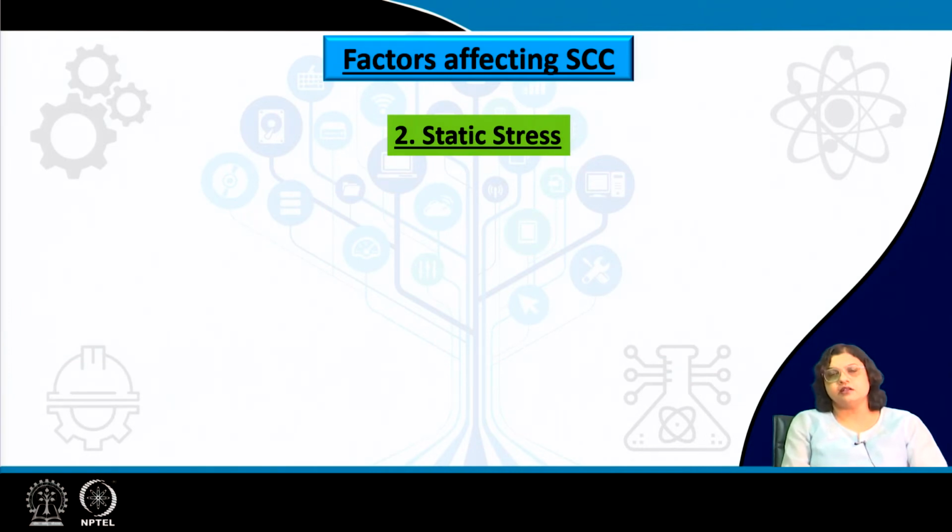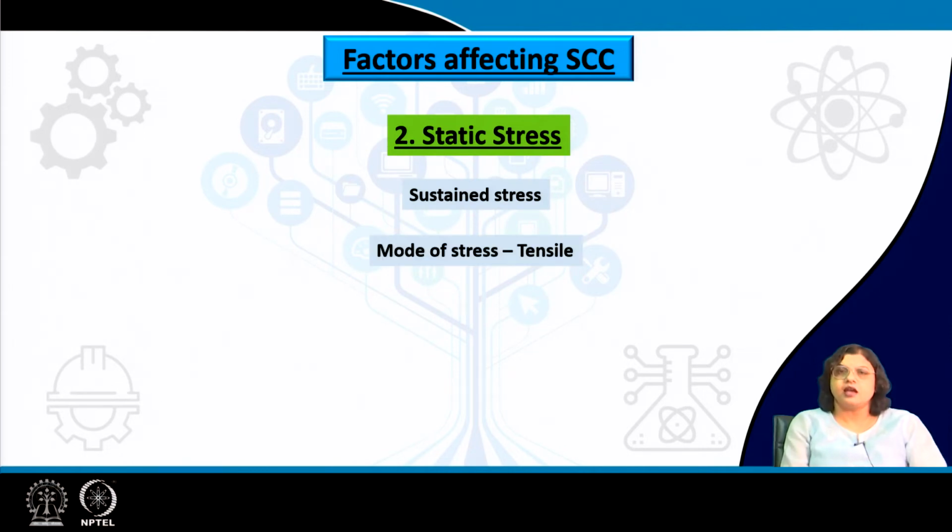The second factor is the static stress. The stress need not be cyclic. It may also happen with cyclic or fatigue loading, but even a static stress, which means a continuous application of a particular magnitude of stress, is sufficient for stress corrosion cracking to occur. So, this stress has to be sustained, and the mode of stress that leads to stress corrosion cracking is tensile. Compressive stress is not so detrimental for a crack, because cracks tend to close under compressive loading.